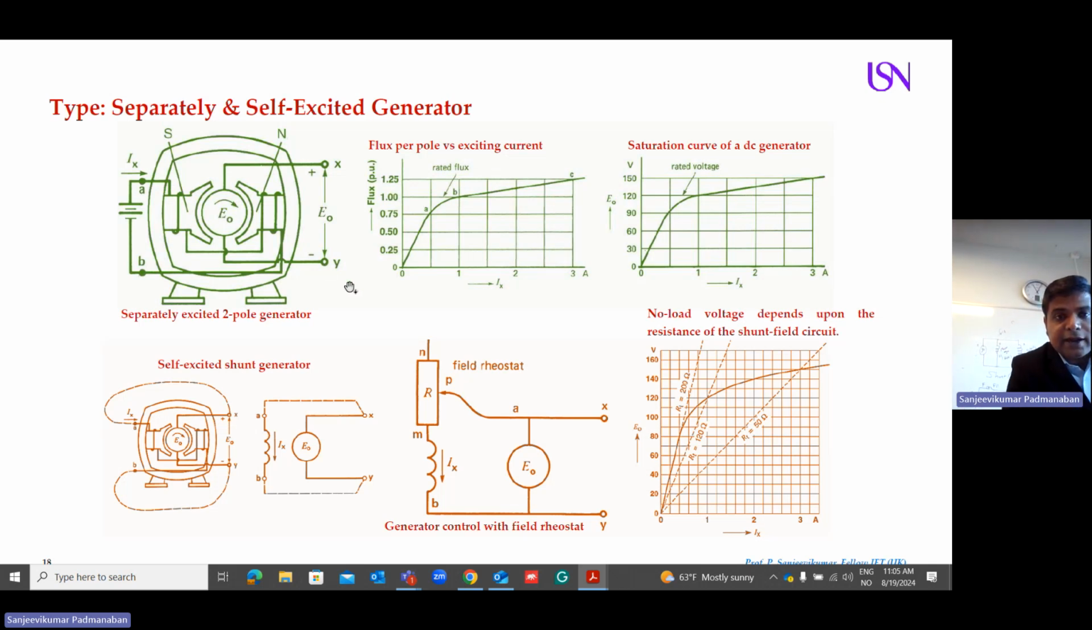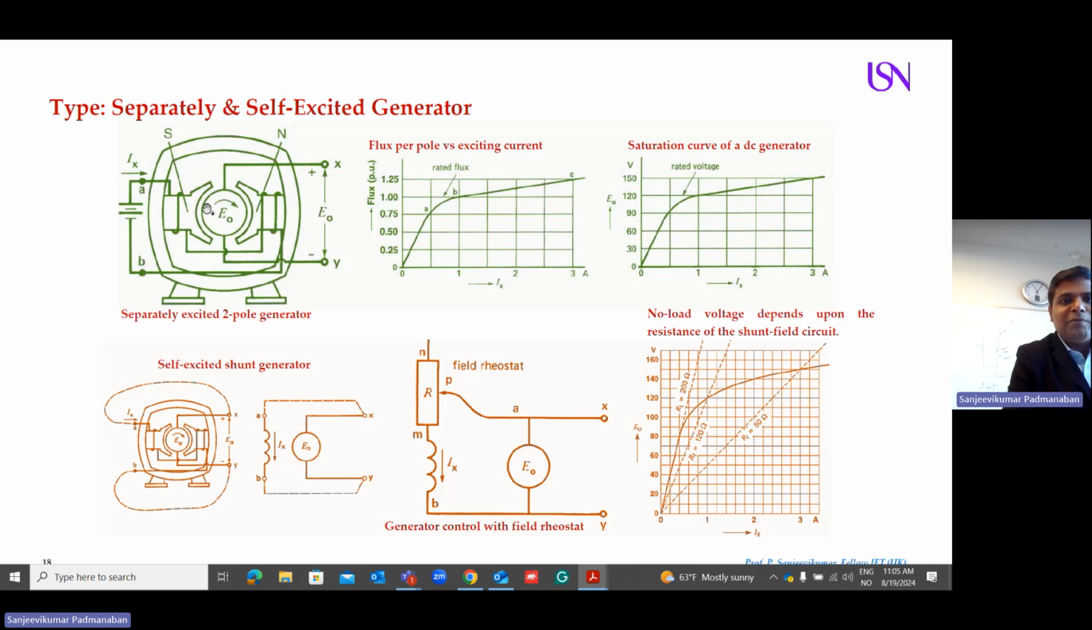Now let us look at the characteristic of a separately excited machine. On the x-axis, I'm going to look at flux phi. On the y-axis, I'm going to look at the current. What happens to this machine? If I give an excitation, you can have a look, as the current increases, which current? The Ix, the electromagnet or field winding current. Ix increases. As it increases, the flux also increases.